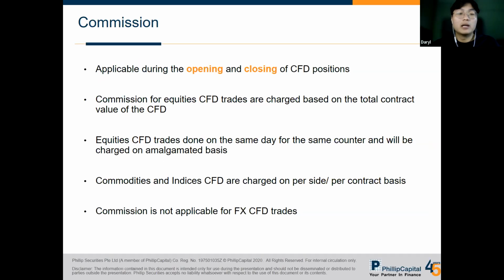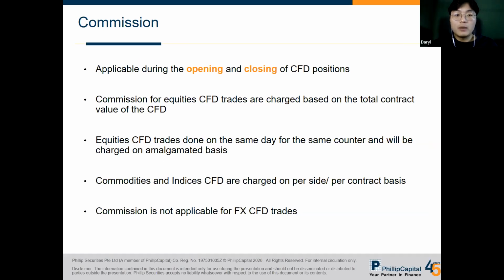Okay, moving on is the commission. Commission is only applicable when you open and close a CFD position. When we enter a position, we are charged commission. And when we close a position, we are also charged commission.